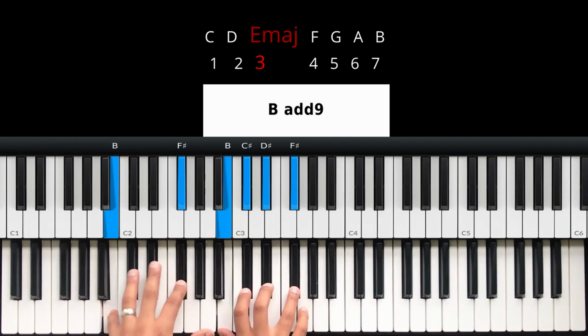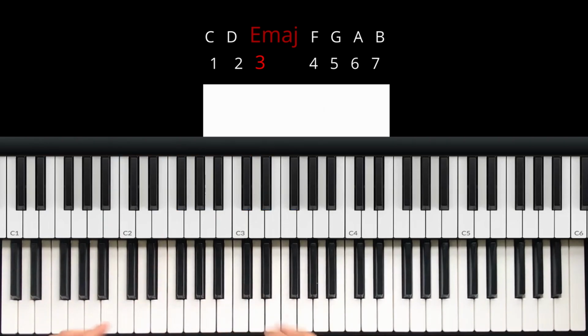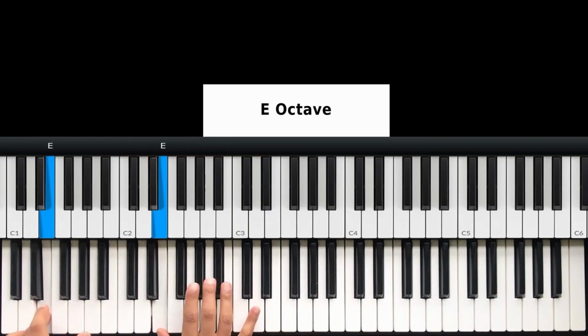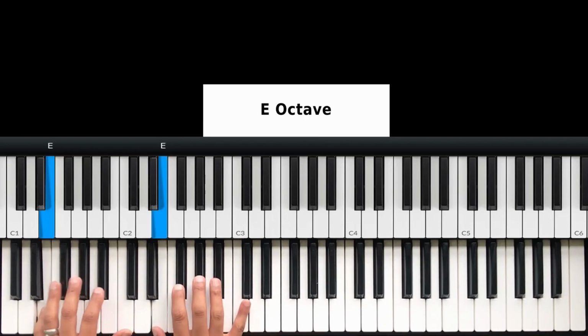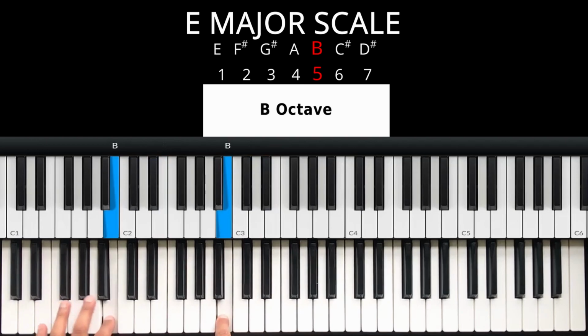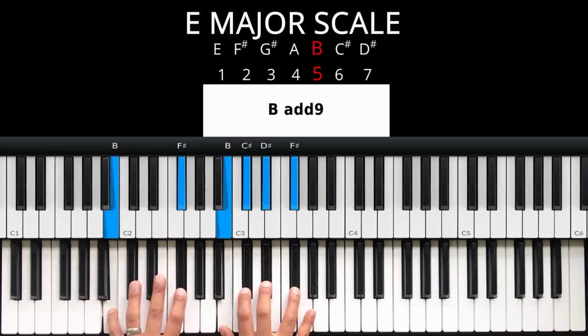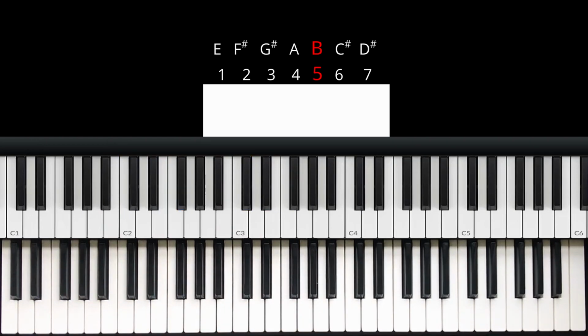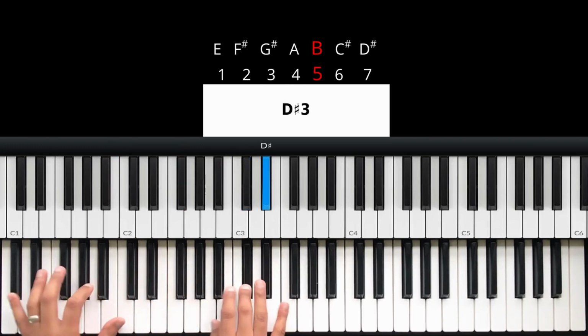Okay, so now what you can do is you can ask yourself, okay, B and E, in what key do you use both of these chords? And the key that you use is the key of E. So in the key of E, the 5 in the key of E is B. Now all we need to do is play a progression that takes us from the 5 to the 1.